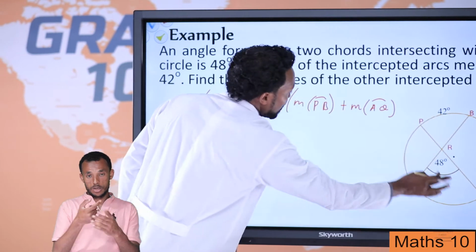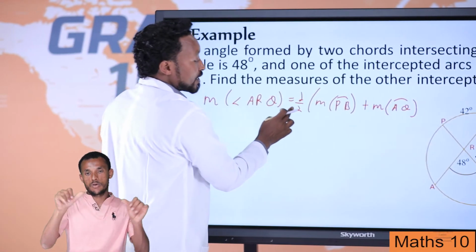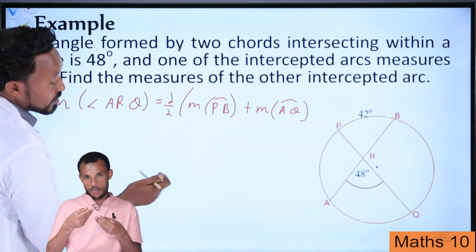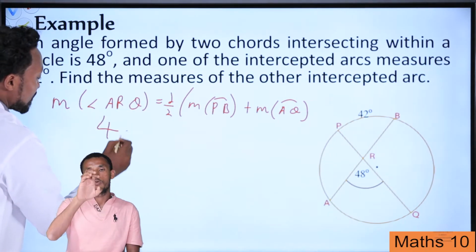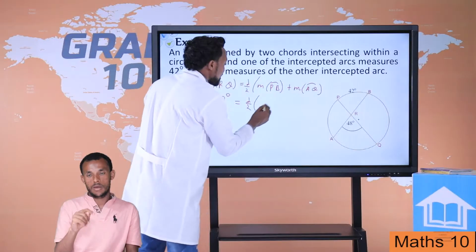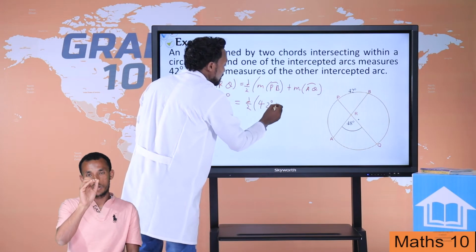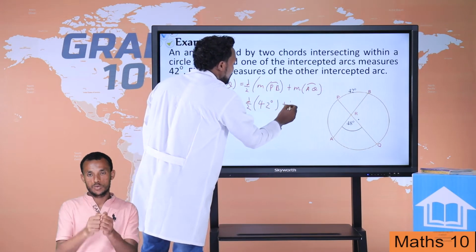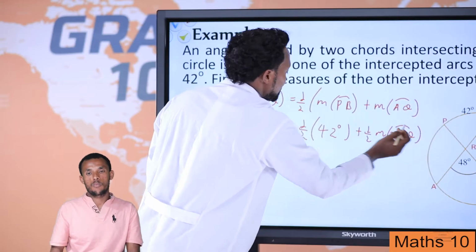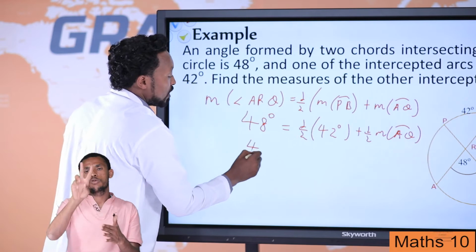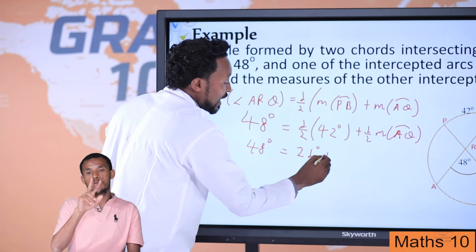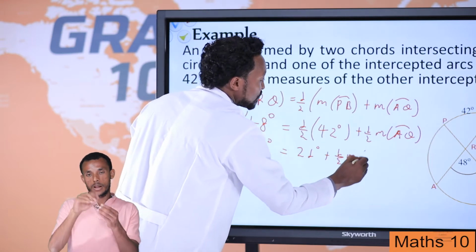This arc AQ. Therefore, the measure of arc ARQ is given by what? 48 degrees equals half of the measure of arc BP, which is 42 degrees, plus half of the measure of arc AQ. This means, what is half of 42? It is 21 degrees, so 48 degrees equals 21 degrees plus half of the measure of this arc AQ.